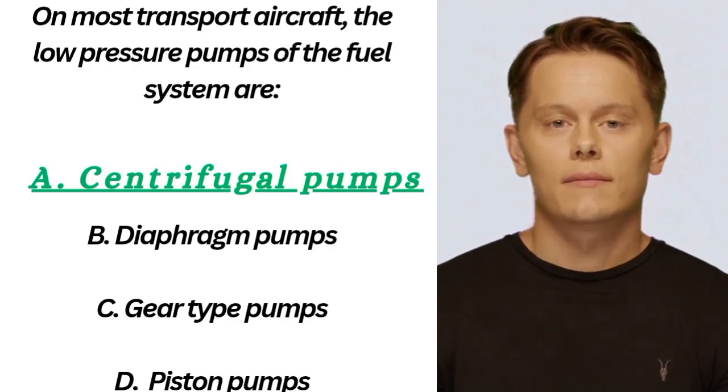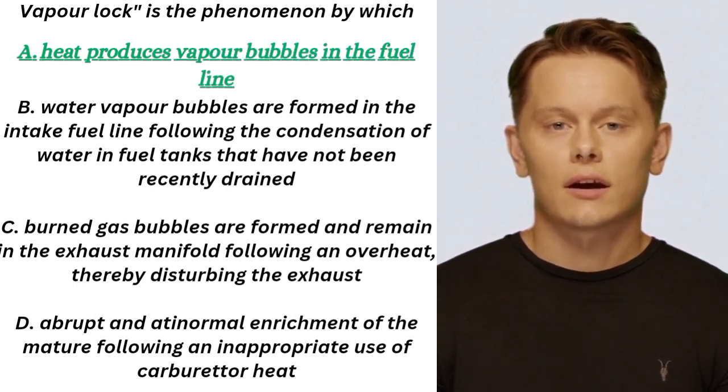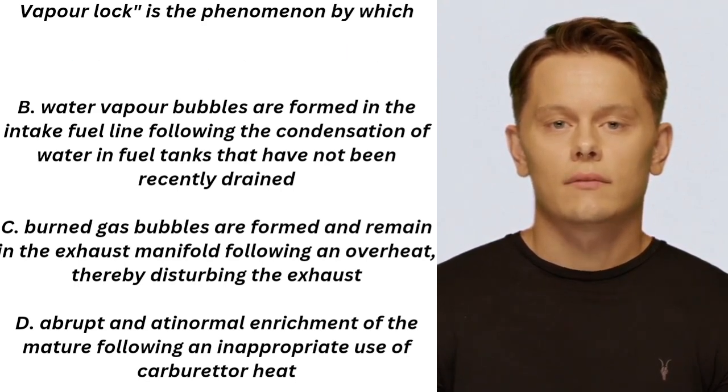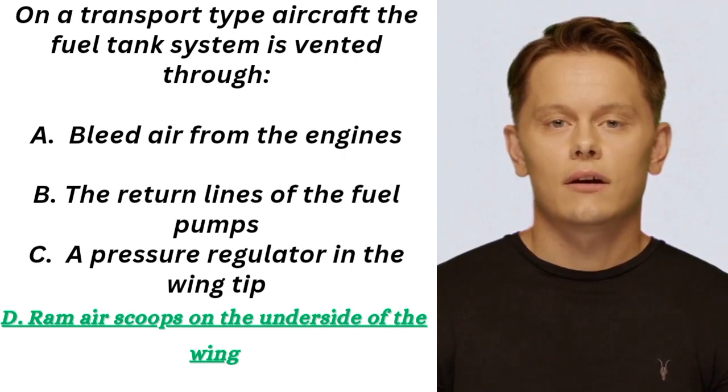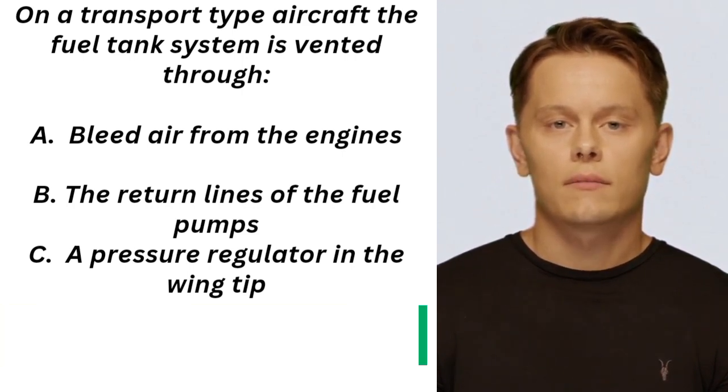Question 14. On most transport aircraft, the low-pressure pumps of the fuel system are. The answer is A. Centrifugal pumps. Question 15. Vapor lock is the phenomenon by which. The answer is A. Heat produces vapor bubbles in the fuel line. Question 16. On a transport-type aircraft, the fuel tank system is vented through. The answer is ram air scoops on the underside of the wing.